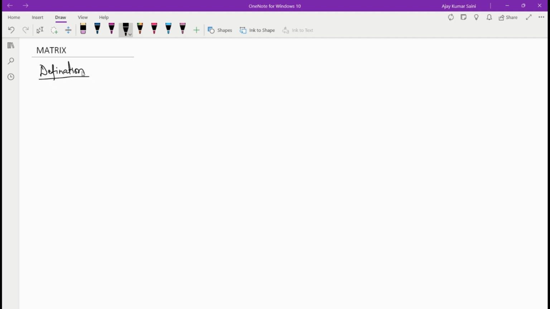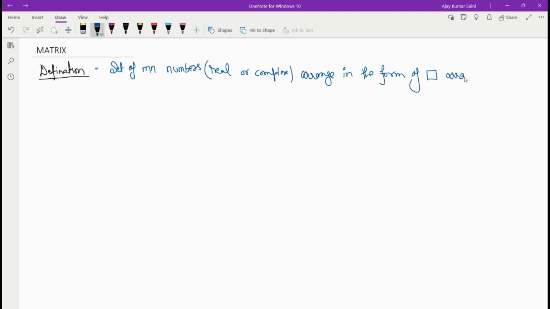So what is the matrix? Matrix is a set of m and n numbers, which are real or complex, arranged in the form of a rectangular array, and having m rows and n columns.